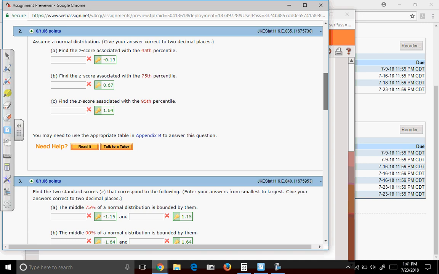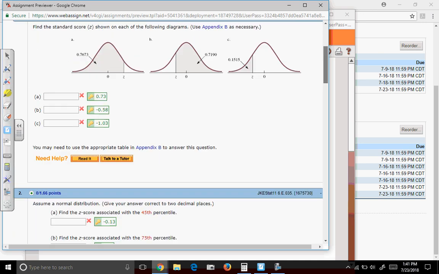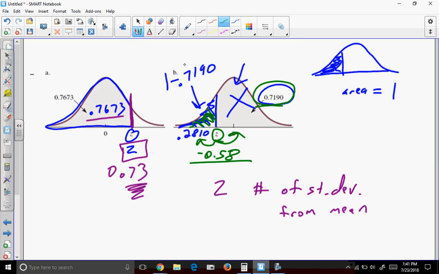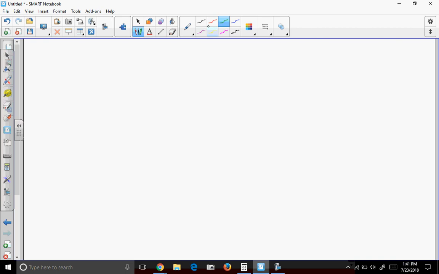Now, in number 2, they ask us about some percentiles. So let's just make one up. Let's find which z corresponds to the 70th percentile.